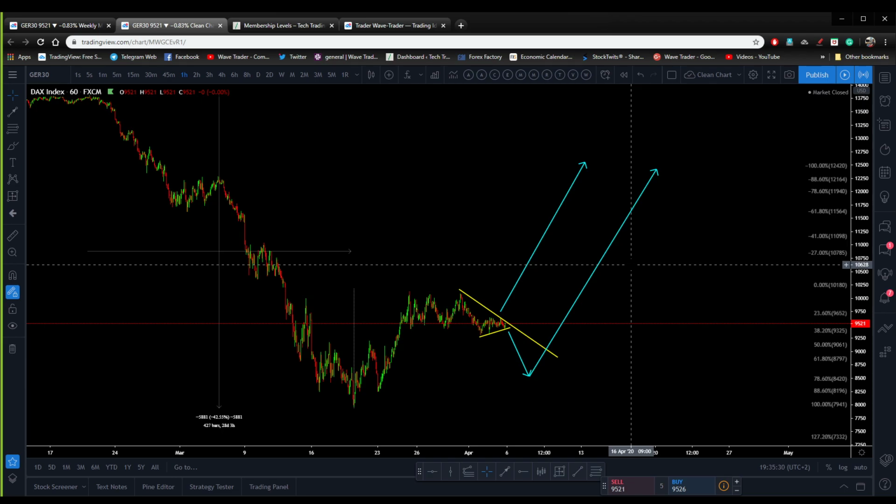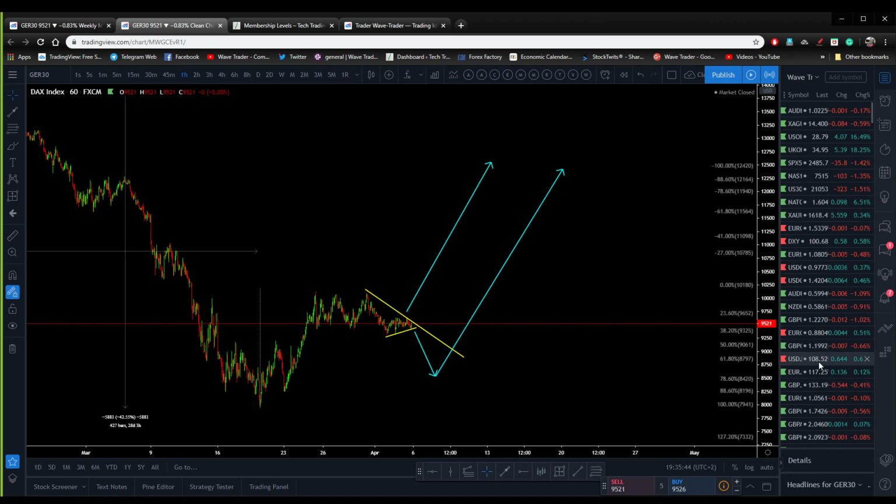So get rid of bad trades as early as possible, free up your capital, move on to the next trade. So good luck. That's the DAX.